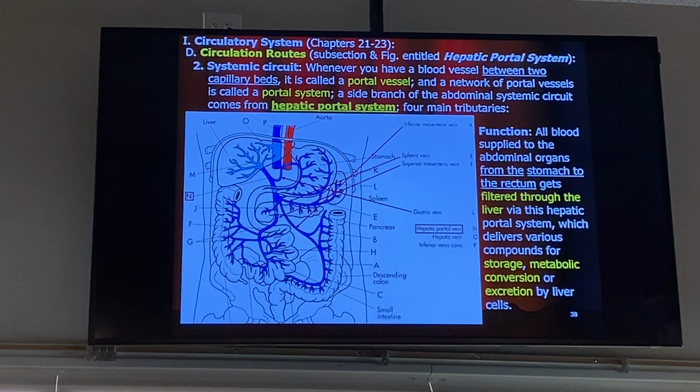The liver, love your liver. Liver does a lot. But I'm gonna abuse my liver. Okay, any questions?